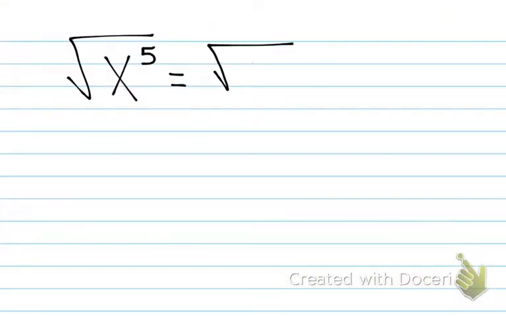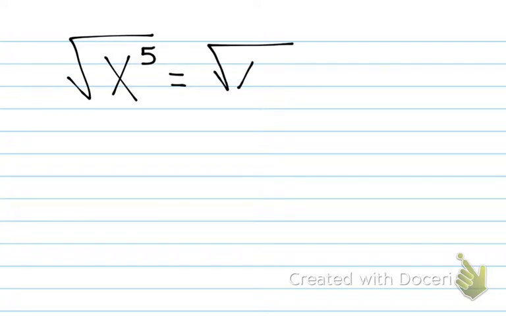Okay, what if you had the square root of x to the 5th power? Okay, here's what you're going to do. You're going to break down the 5th power into pairs of 2. So how many pairs of 2 can you get out of 5? I'll get it in a minute. I've got to finish this.